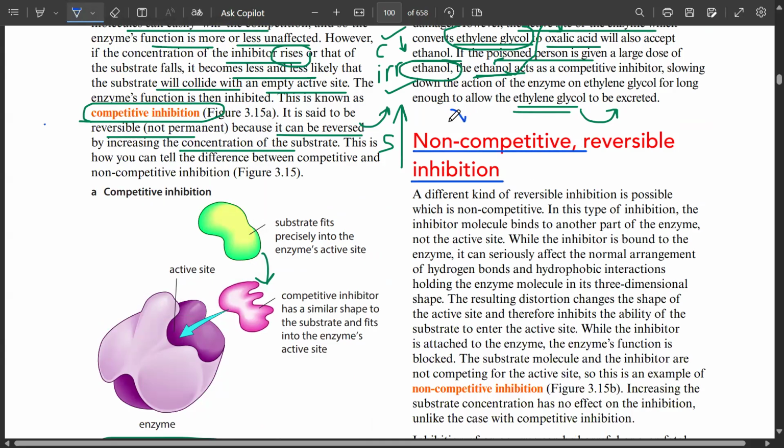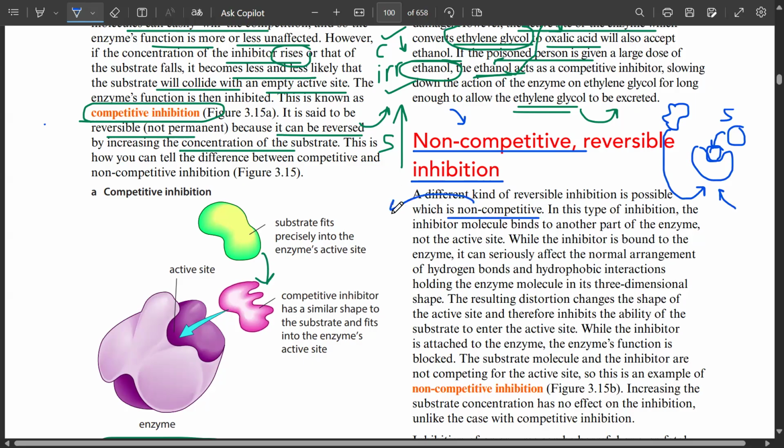नॉन कंपेटिटिव, कंपटीशन दे ही नहीं रहा. ठीक है, ये एक्टिव साइट है, ये सबस्ट्रेट मॉलिक्यूल है, ये आया आपके पास नॉन कंपेटिटिव इनहिबिटर. ये सबस्ट्रेट को कहे तू जा लग जा, एक्टिव साइट है, मैं कंपटीशन दे ही नहीं रहा तुझे. क्यों? मैं जाऊंगा एक और तरफ से, मैं एक और जगह से जाके अटैक करूंगा. A different kind of reversible inhibition is possible which is non competitive.